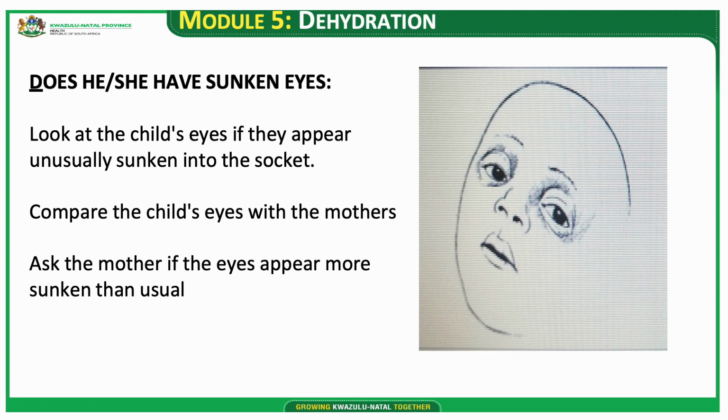Does he or she have sunken eyes? Look at the child's eyes and see if they appear to be unusually sunken into the socket. Some children have deep-set eyes, and therefore it might be a genetic predisposition to having deep or sunken eyes rather than dehydration. The best way to assess whether this is the case is to compare the child's eyes with the mother's eyes. If both are deep sunken, then it is less likely to be dehydration.